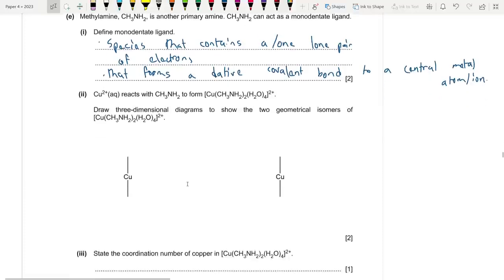Cu2 plus aqueous reacts with ethylamine to form Cu(CH3NH2)2(H2O)4. Draw three-dimensional structures to show the two geometrical isomers. So basically we have six monodentate ligands, out of which 4 are the same, in a ratio of 4:2. So here the combination that we get is cis-trans. The trans isomer will have the two unique ones in one straight line, and the cis one will just have those two that are not in a straight line. That's how it works. So for the trans isomer you need to allocate them in one straight line.